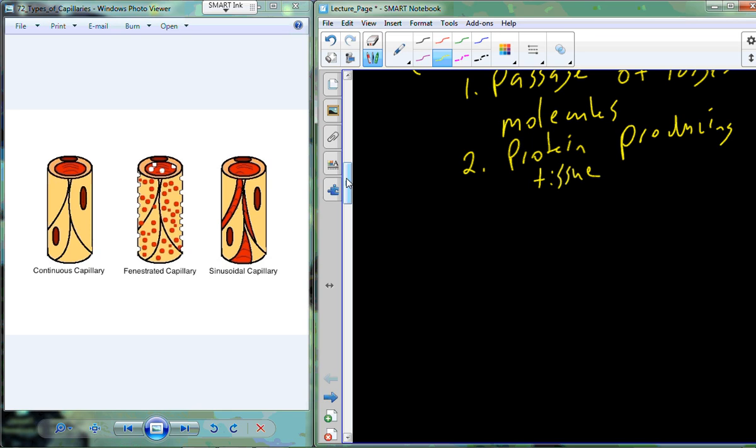So most of the capillaries in the circulation are going to be continuous capillaries. We're going to find these predominantly throughout most of our tissues. Now, capillaries are actually going to be organized into beds.